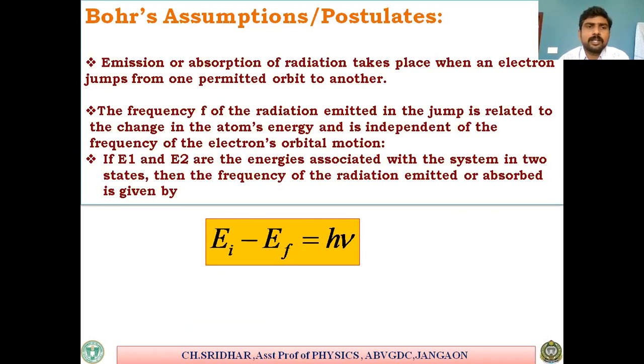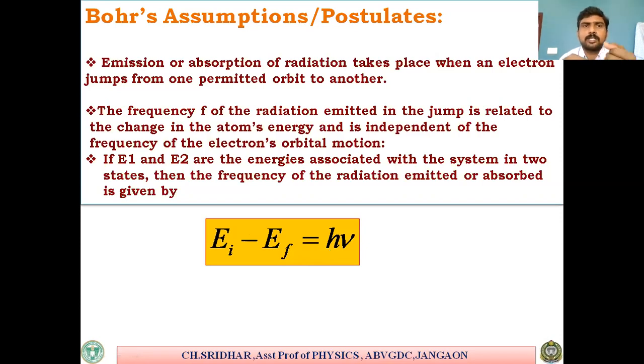If E1 and E2 are the energies associated with the system in two states, then the frequency of the radiation emitted or absorbed is given by E_i minus E_f is equal to h nu, where E_i is the initial state and E_f is the final state. So we may take the difference: E_i minus E_f is equal to h nu. So this is the third postulate.